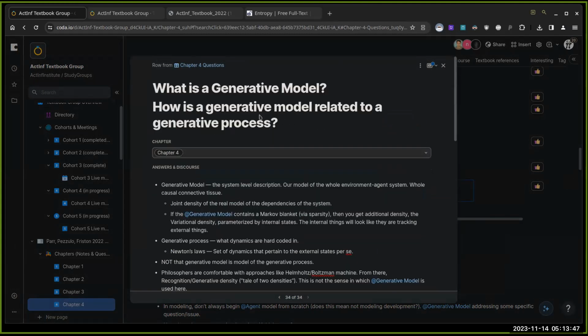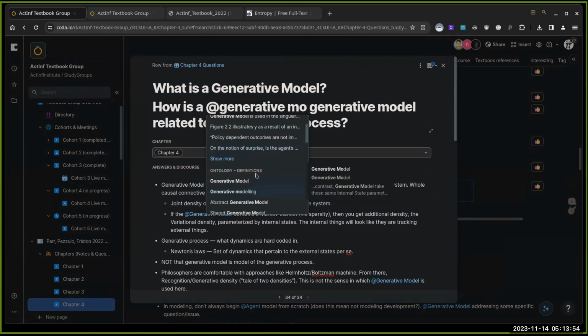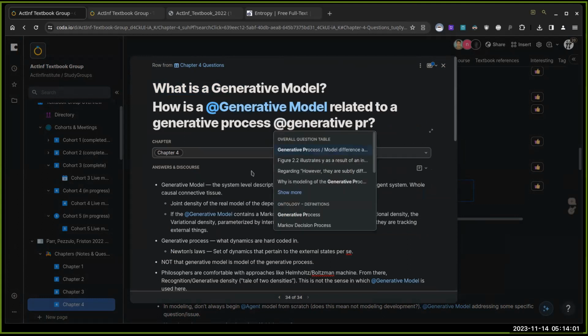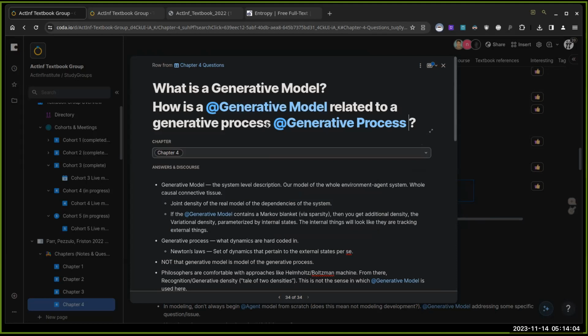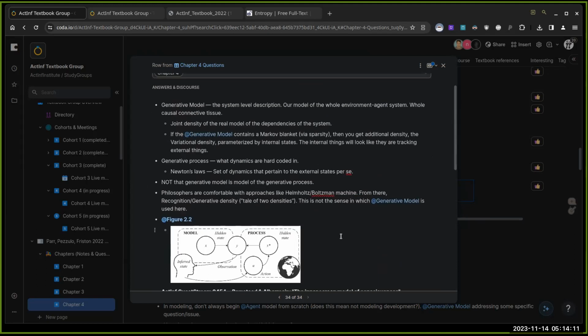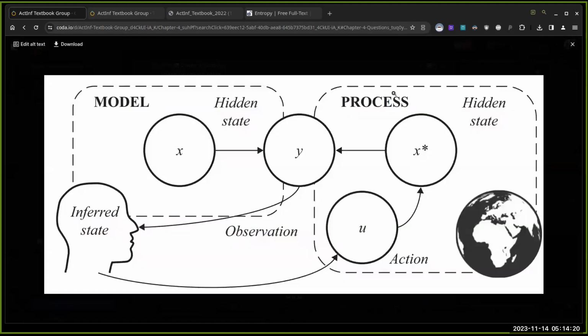Okay. What is a generative model? How is a generative model related to a generative process? Anyone have a thought on this? Okay. So the textbook uses this distinction between a generative model and a generative process.